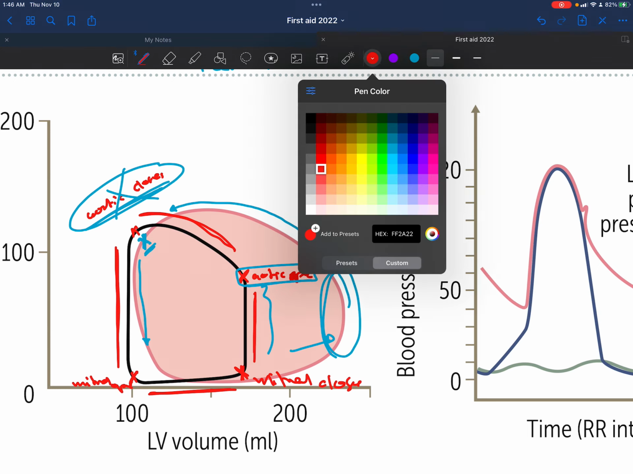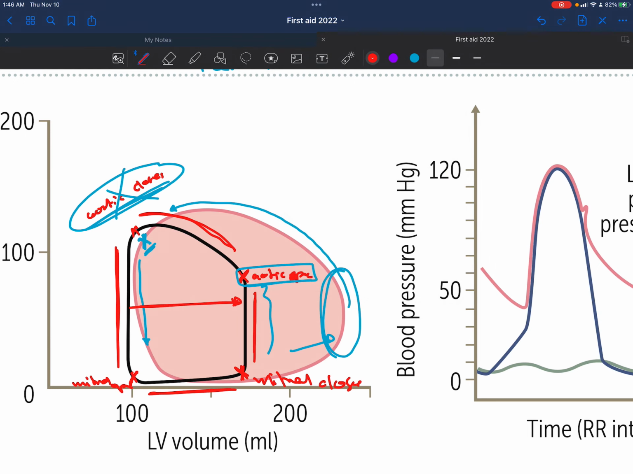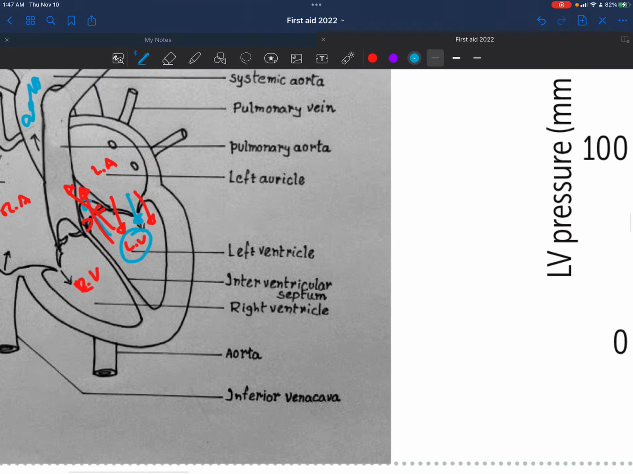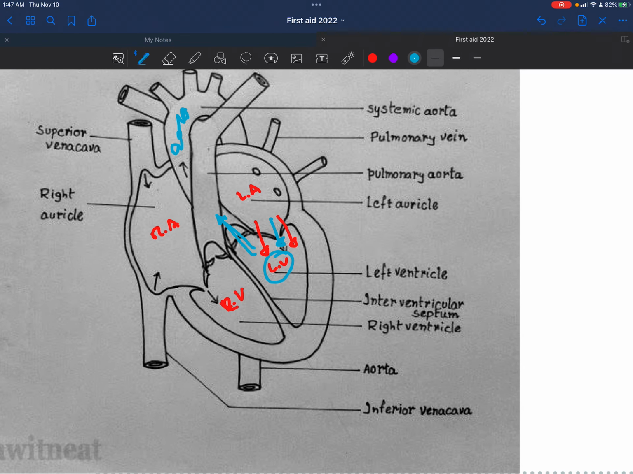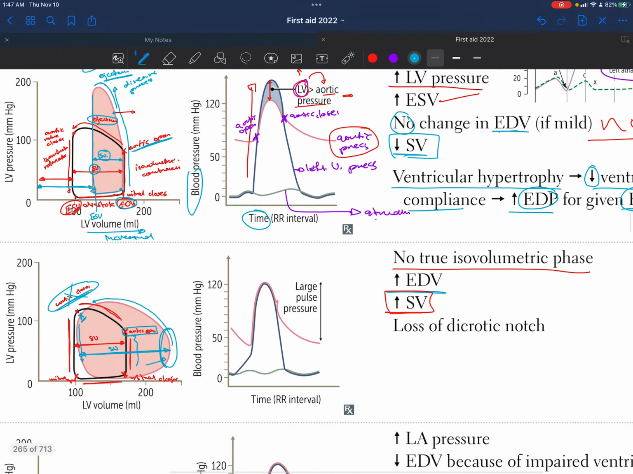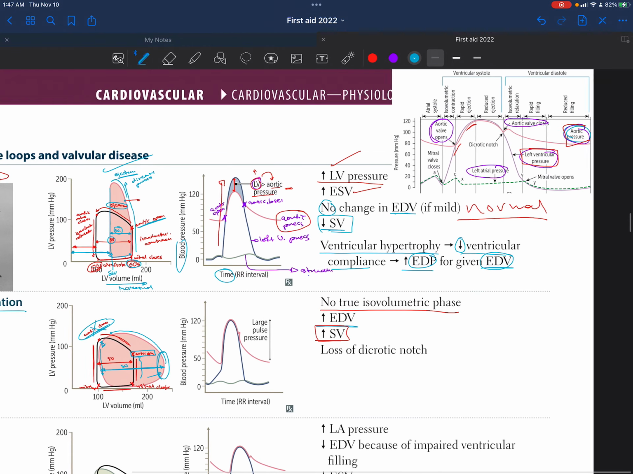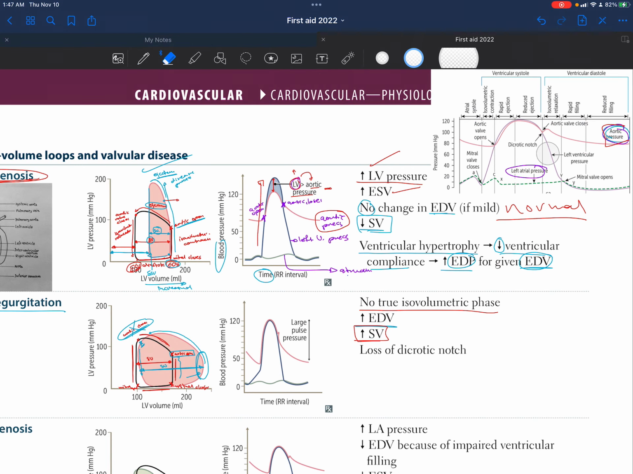The red is the normal, nice stroke volume, but in our disease condition, the blue color, this is the huge stroke volume. And it happens because the aortic valve is always open, so the aortic valve is always allowing blood through it into the aorta. So the stroke volume, that is the amount of blood that goes out of the left ventricle, is always there. So it's huge.